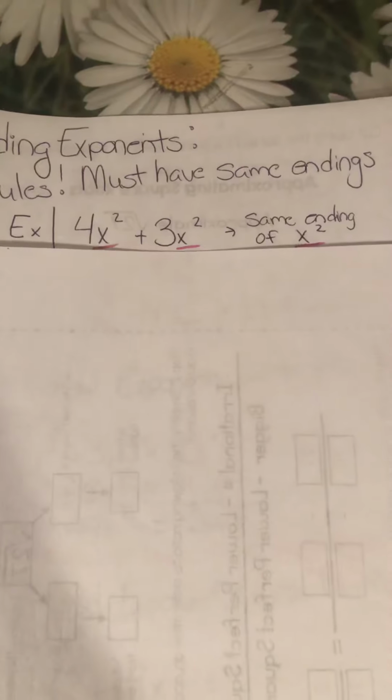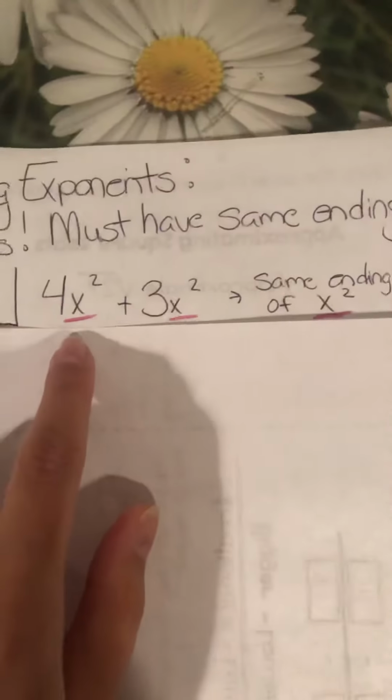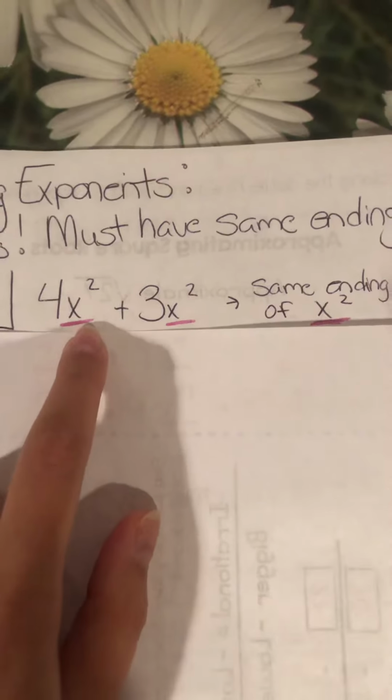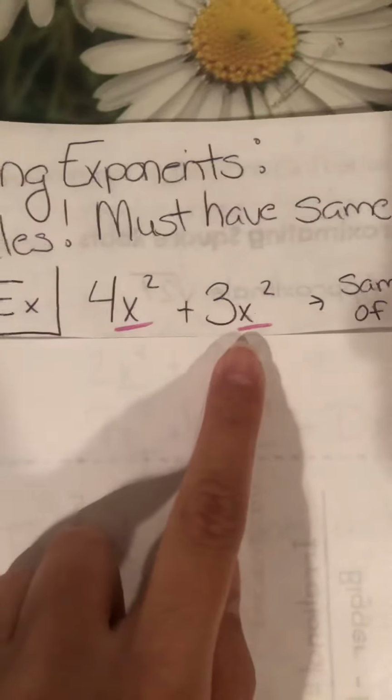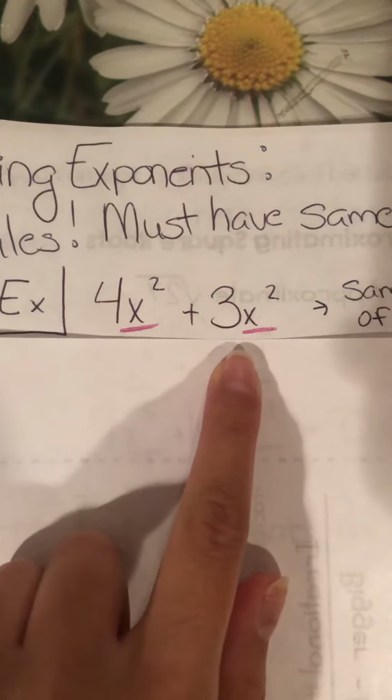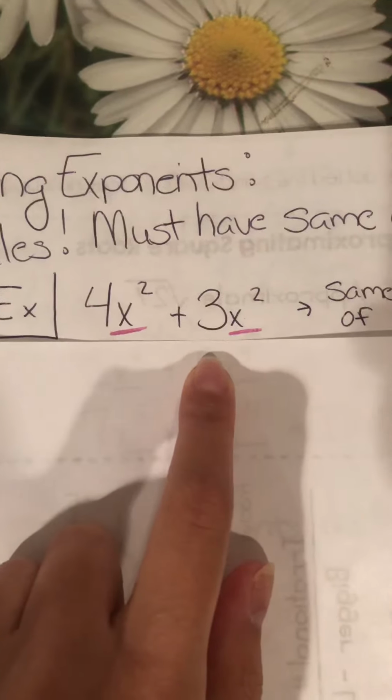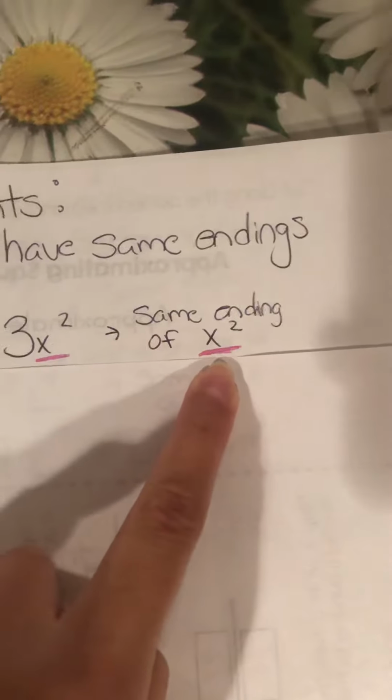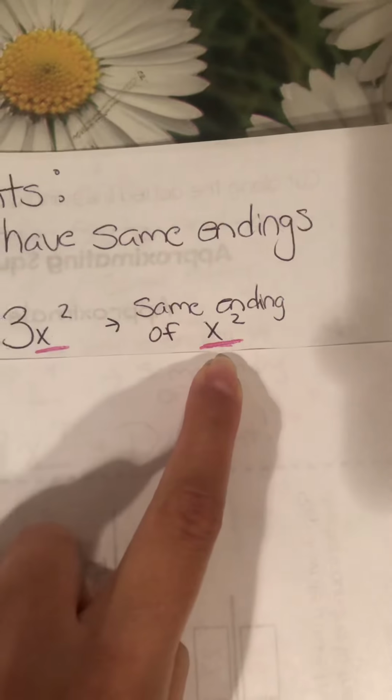You must have the same endings. What do I mean by the same endings? Well, here's an example. I have 4x squared plus 3x squared. Would I be able to add those together? Yes. Why? Because they have the same ending of x squared.